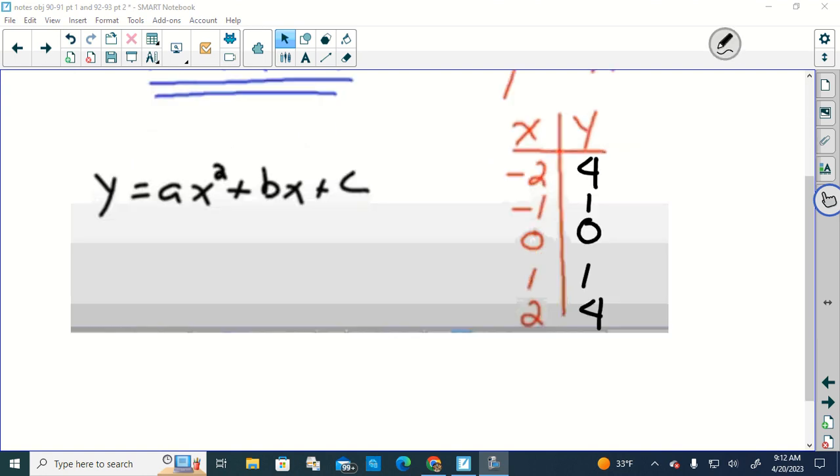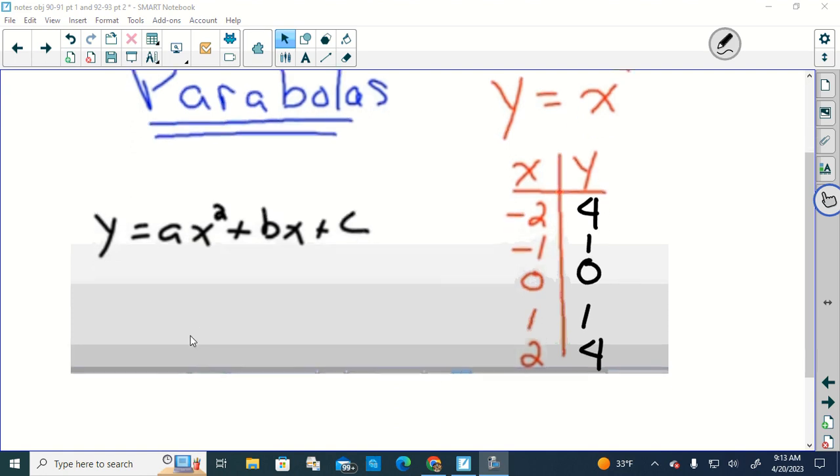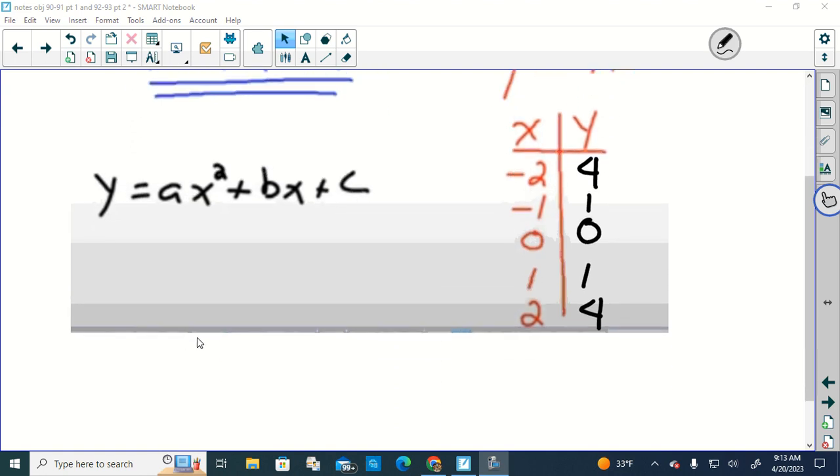Okay, so checking your values, you should have gotten 4 when you plugged in a -2, so a -2 times -2 would be a +4. So these should be the values that you wound up with. Okay, so now all we're doing is graphing. So we have our x and our y line.